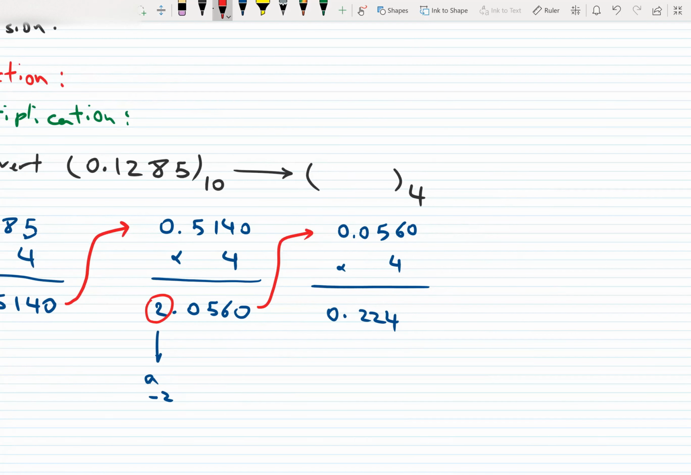And continue with 0.875 times 8, which is 7.000. We keep this 7 as a sub minus 3 and continue with 000. So we reach the 000, and if we multiply it by 8, it's 0. So we stop at this point. When we reach 0 in the fraction part, we're done.